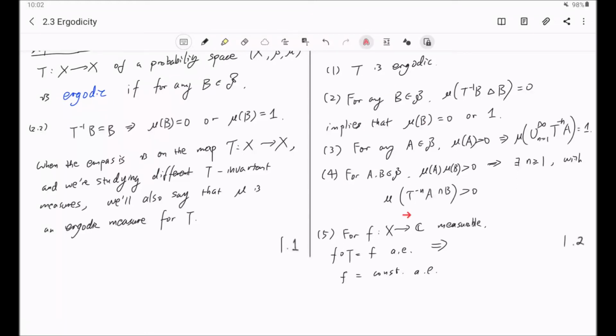Okay, now we are going to prove that they are equivalent. The proof strategy is the following. We will first prove that the first four are equivalent by showing that 1 implies 2, and 2 implies 3, and 3 implies 4, and 4 implies 1. And secondly, we'll prove that 2 and 5 are equivalent. And this will show that 1 through 5 are all equivalent.